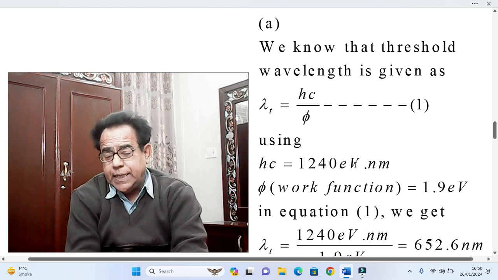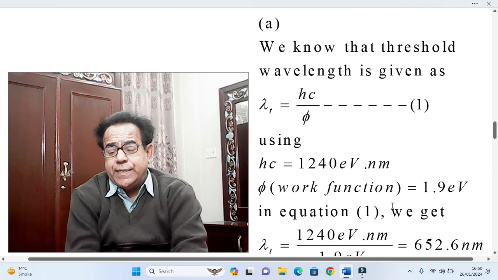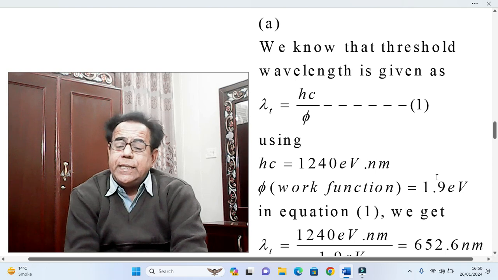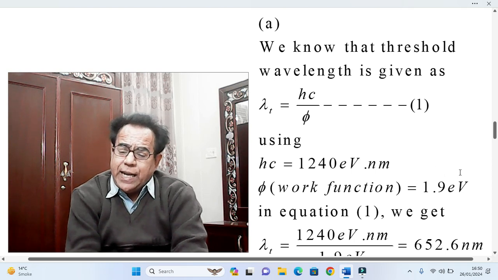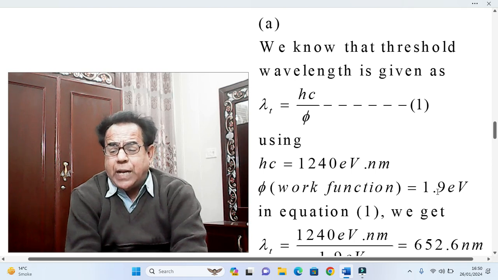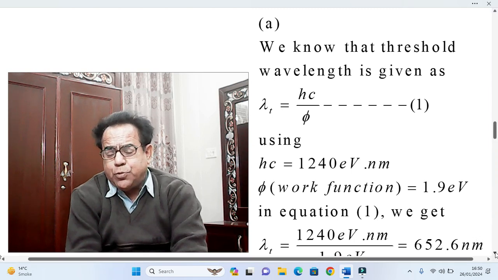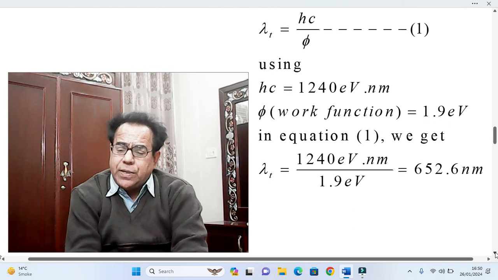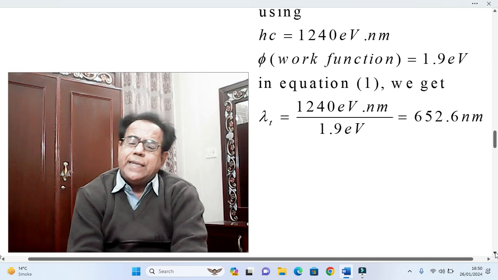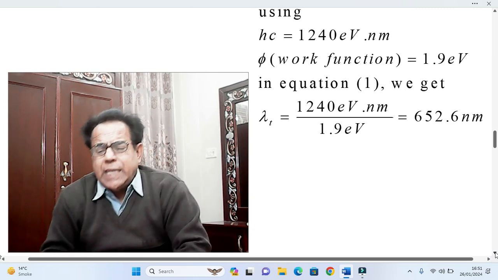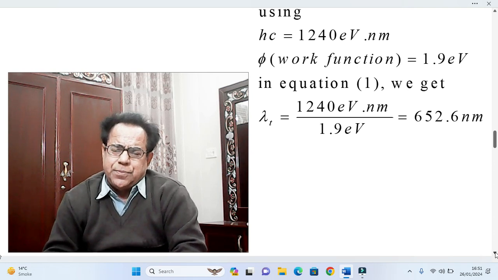Next, phi, the work function of cesium, is 1.9 electron volt. This 1.9 is provided in the statement, while in the table which we have shown as a snapshot in this problem as a supporting table, its value is given as 1.95. But here we are not taking 1.95, we are taking 1.90, because 1.90 is provided in this statement, and we must prefer the value given in the statement, even if it slightly differs from the same value given in some other authentic source.